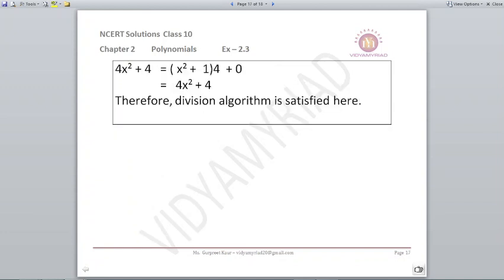Now let us see the formula. 4x square plus 4 will be equal to divisor x square plus 1 times quotient 4, plus remainder 0. When I solve this, my left hand side is equal to right hand side, and hence the division algorithm is satisfied here.